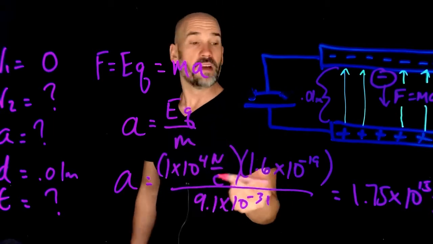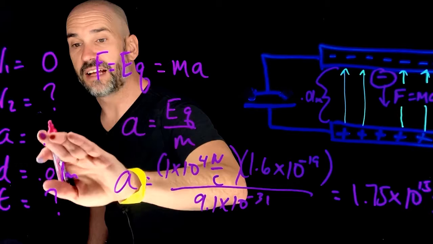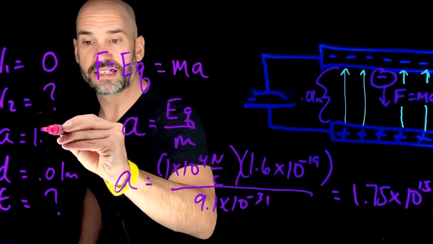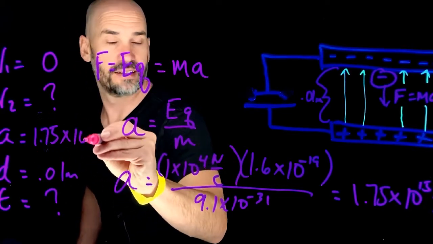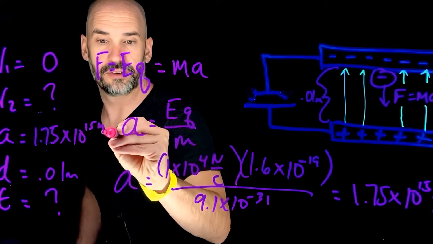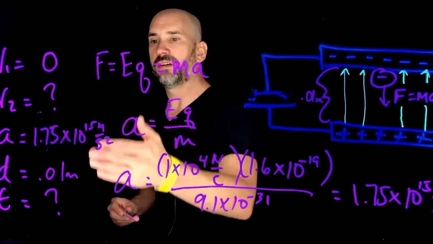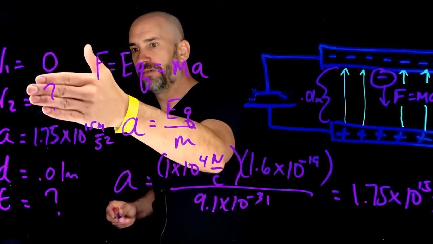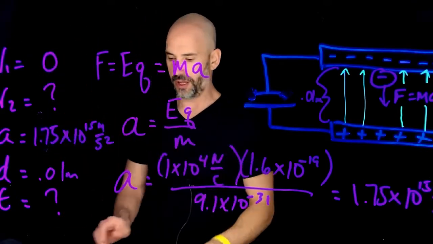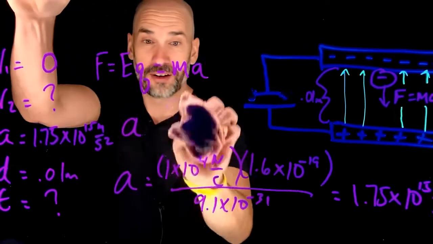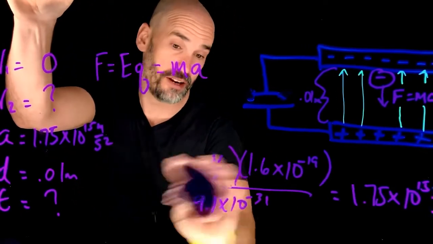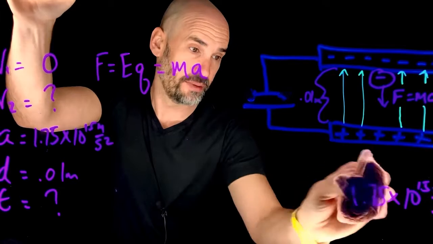All right, so that helps us out a lot. We know that the acceleration of this electron is going to be 1.75 times 10 to the 15 meters per second squared. All right, so how would we go about finding V2 then if we have V1, V2, A, and D? Well, you all did very nicely with your kinematics last semester.